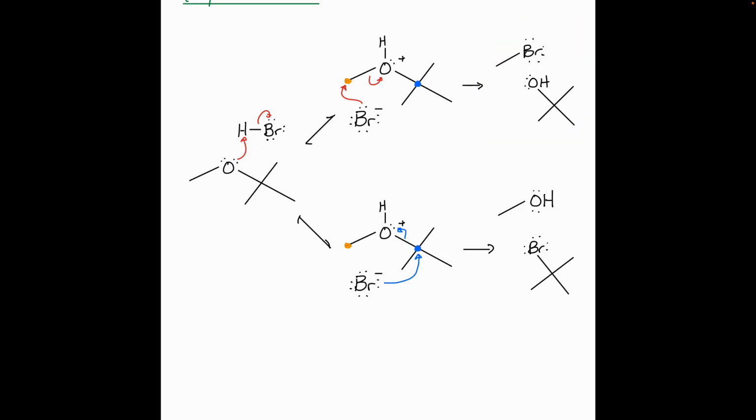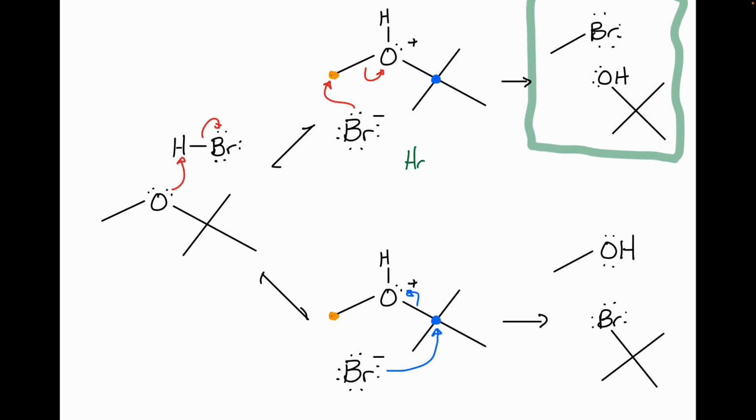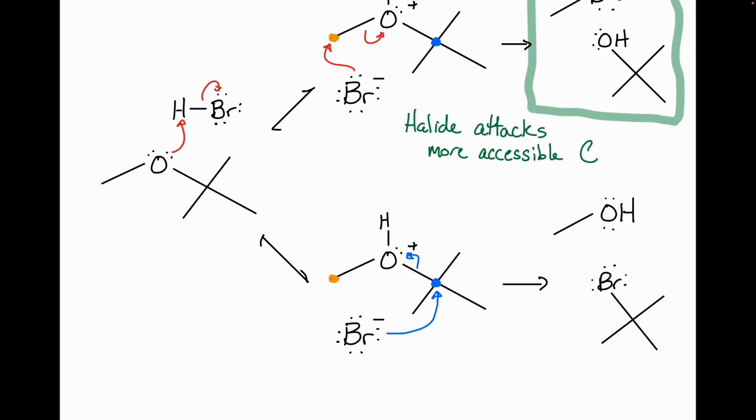So that bromide, in order for this reaction to occur, it has to be able to access that carbon. Well, this single carbon over here is far more accessible than this very crowded tertiary carbon over here, right? So this is going to be my preferred pathway here, my actual product that's formed, and we're going to note that that's because the halide attacks that more accessible carbon. All right, it cannot reach this one.